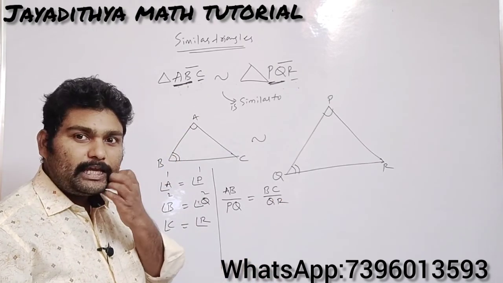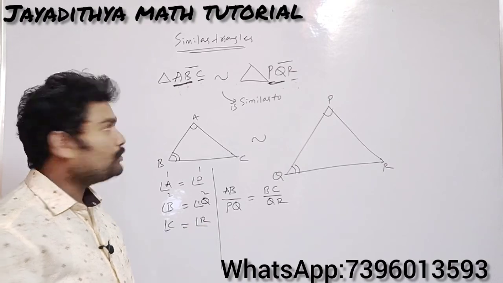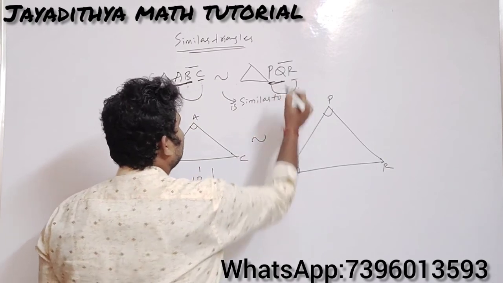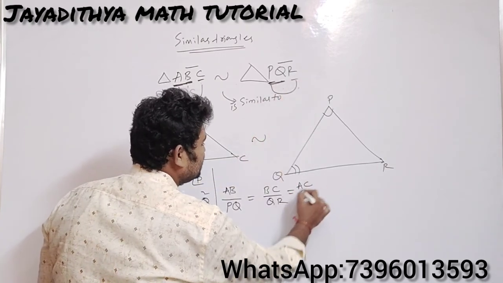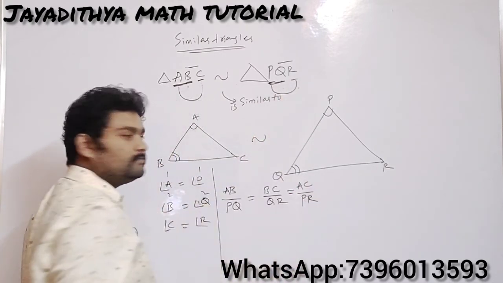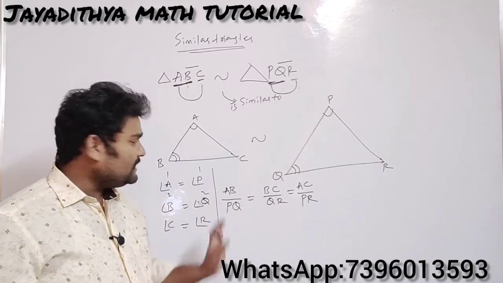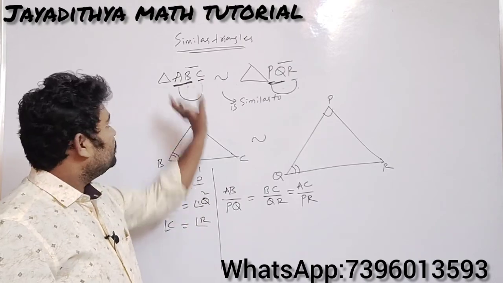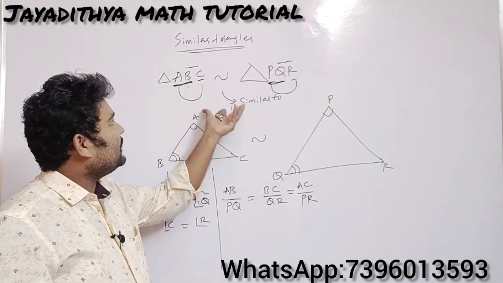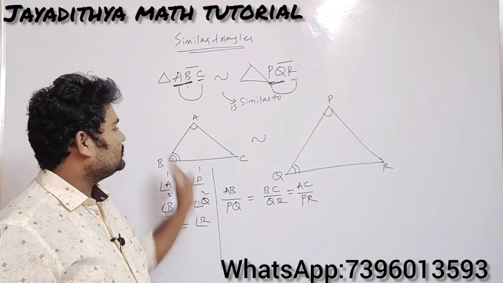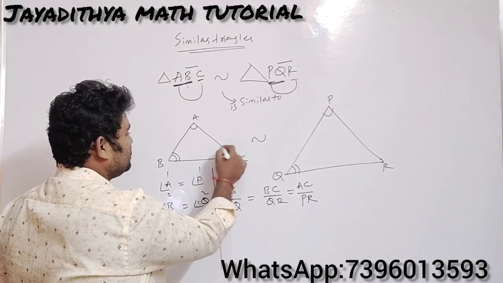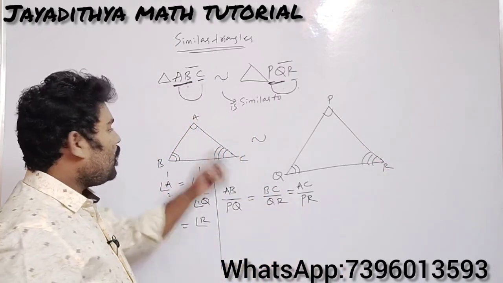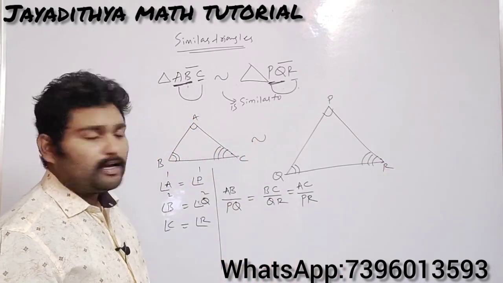If the ratios are equal, then we will say that the sides are in proportion. And again we should take the other case, that is AC and PR. So this must be equal to AC by PR. Clear? So these are the major results we get from the notation triangle ABC is similar to triangle PQR. Okay, so you can also take angle C equals angle R. Okay, clear.